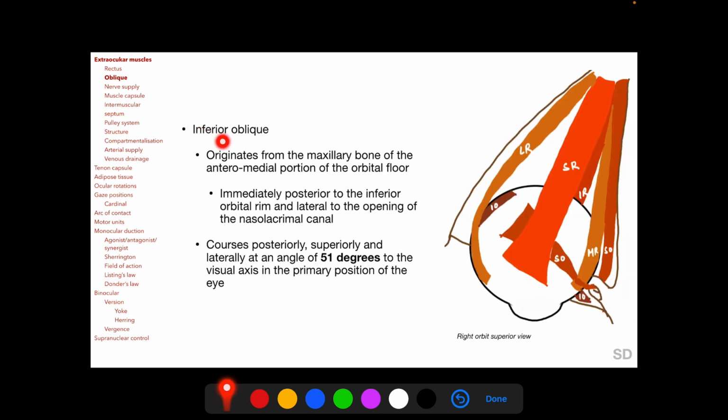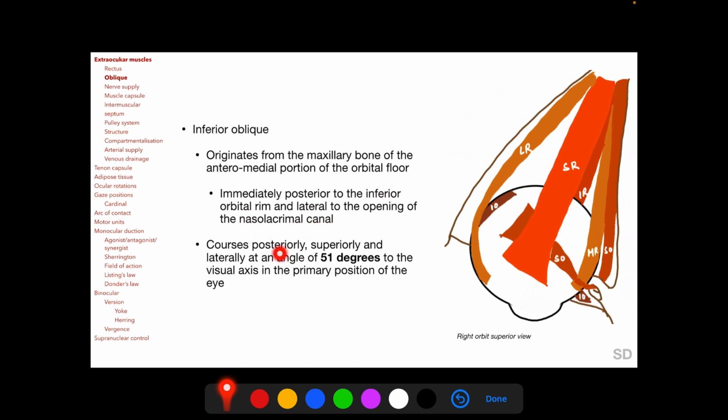The inferior oblique muscle, whose origin is shown here in this diagram and the insertion is shown here in this diagram, originates from the maxillary bone of the anteromedial portion of the orbital floor, immediately posterior to the inferior orbital rim and lateral to the opening of the nasolacrimal canal.